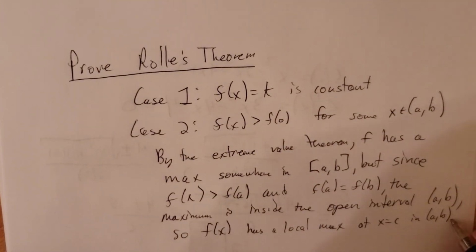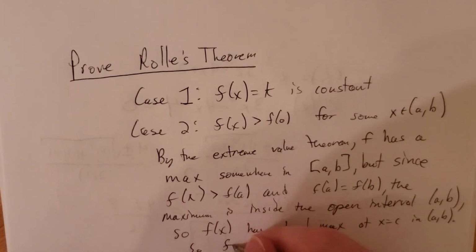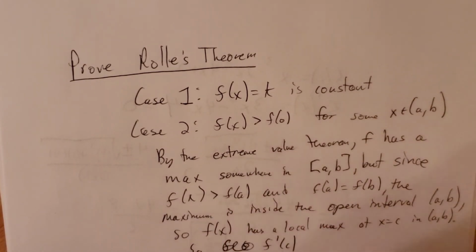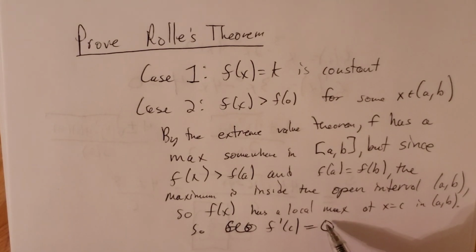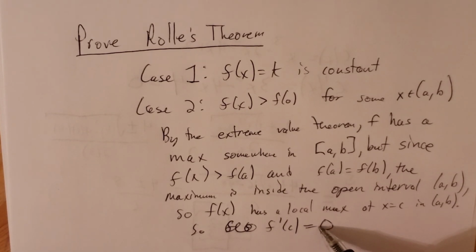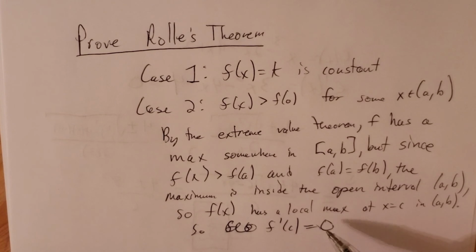Well, if we have a local maximum, that tells us that f prime of c must equal 0 there. And how do we know that? Well, again, we're assuming the hypotheses of Rolle's theorem, so our function is continuous on the closed interval. It's also differentiable at every point on the interior. So we know the derivative exists, and we have a local maximum. And by a previous theorem, this tells us that our derivative must be 0 there, which is the conclusion we wanted of Rolle's theorem.